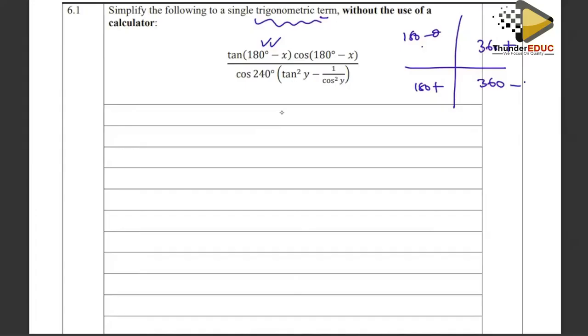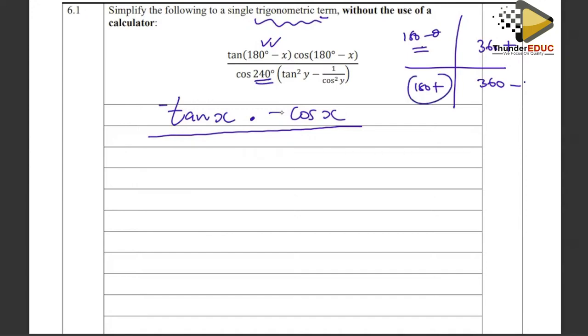And in this quadrant, tan is negative. Let's reduce that. So negative tan x. And then 180 minus is still second quadrant. Cos is negative. So cos of x over 240. Which quadrant is 240? It's in the third quadrant, which is 180 plus. So that's the same as 180 plus a 60. Okay? Because 240 minus 180, you get a 60. And we know that in this quadrant, the cos is negative. So it's going to be the same as someone saying the negative cos of 60.